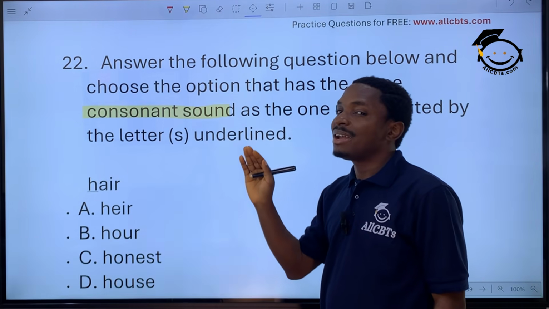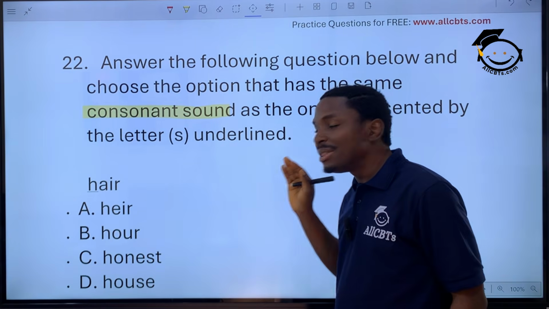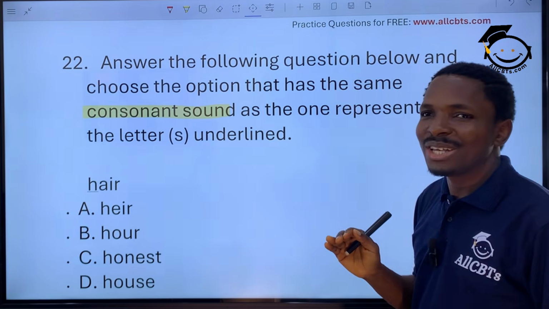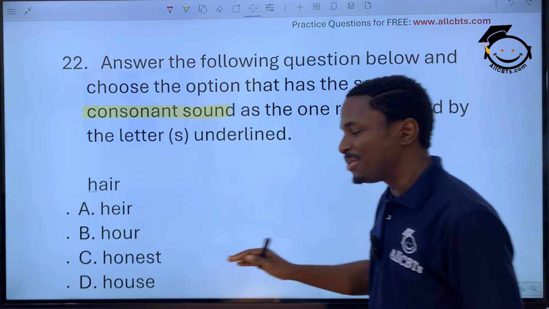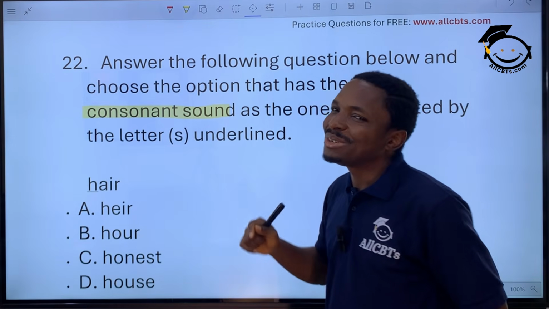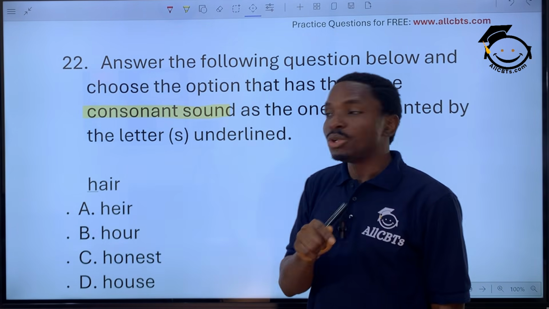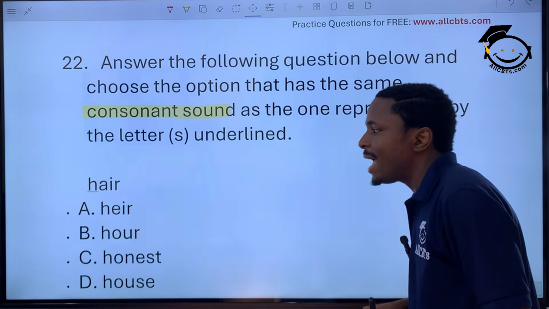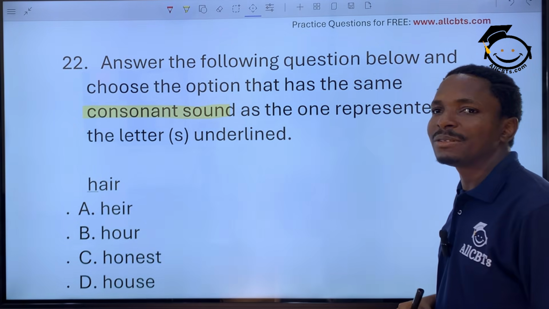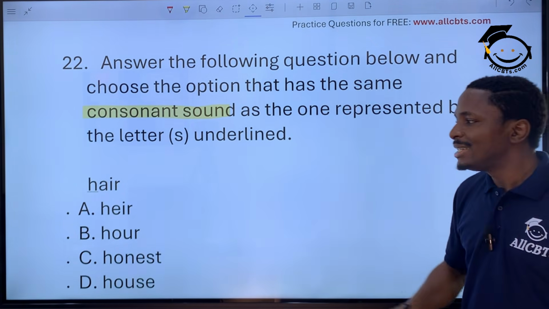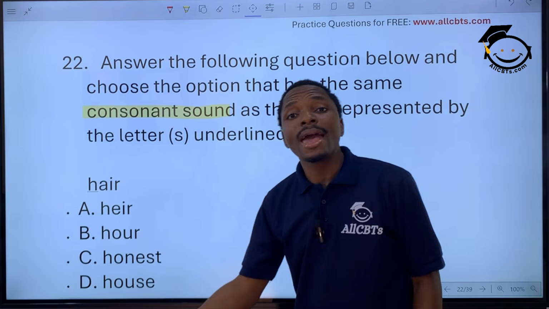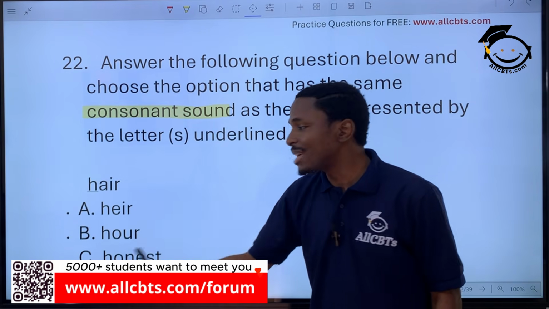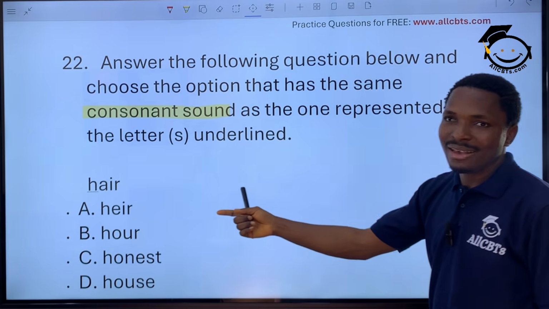In honest, it's not there. Hair and house. We're not going to the vowel sound. Please focus on the consonant sound, not the vowel sound. Now, hair and house. Which one has this sound? The sound is still the house sound, and that will be hair.